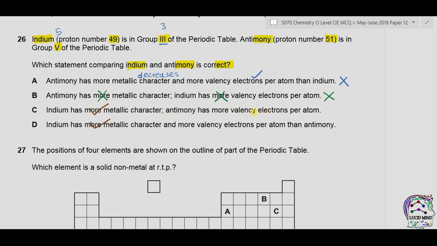Antimony has more valency electrons. The group number of antimony is 5, so it has 5 valence electrons. This is true. In part D, the first part is true, while this is incorrect because indium has less valence electrons than antimony. Correct answer is C.